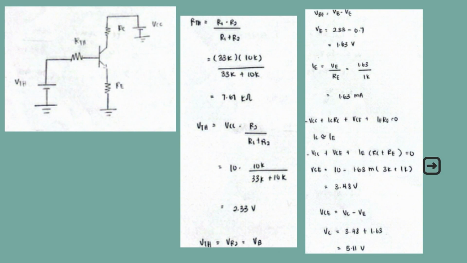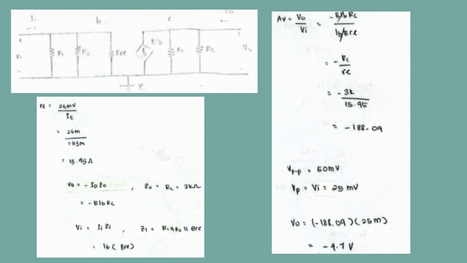So after we get VCE, we can find VC. VC equals 3.48 from the VCE plus the VE, which we got by Ohm's law up there, 1.63. So our VC is 5.11 volt. From figure 1, we redraw the circuit to do the AC equivalent analysis. Therefore, we got this circuit.